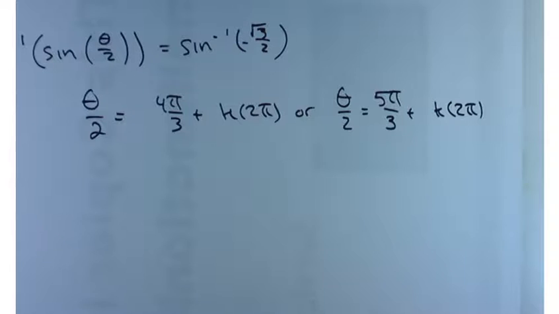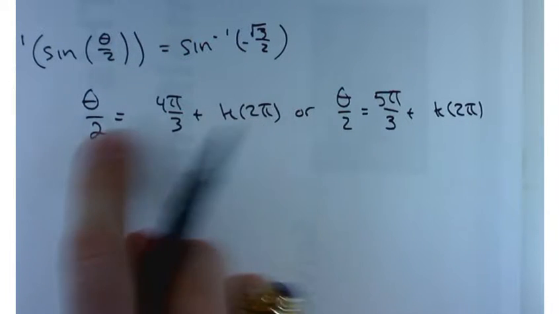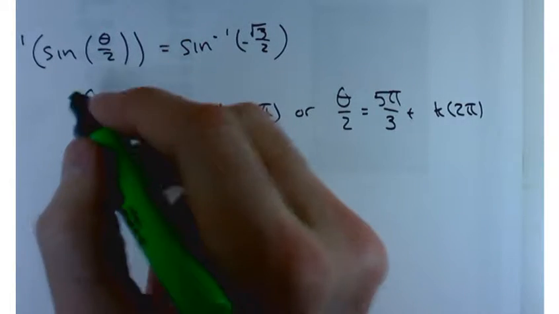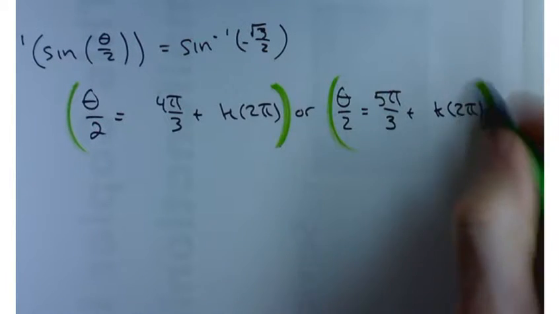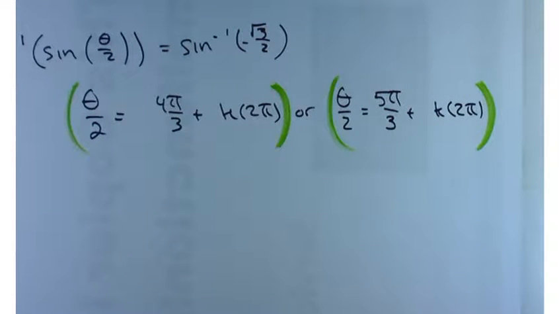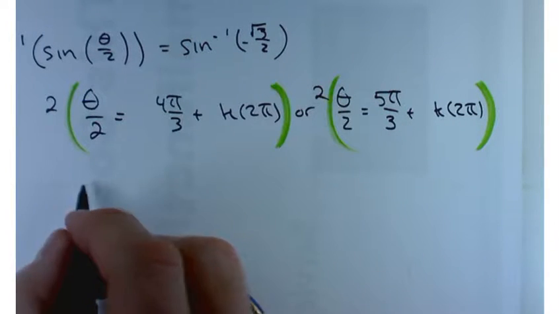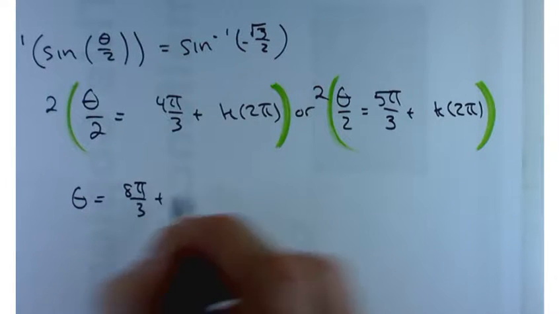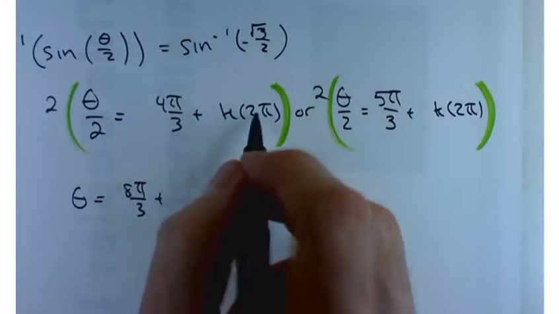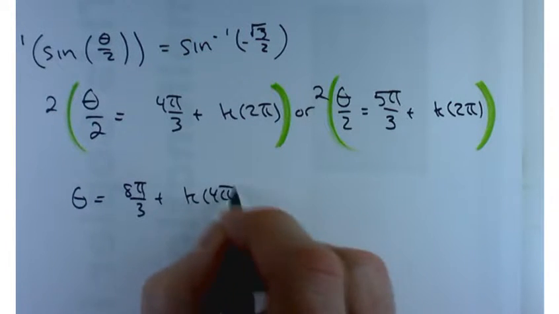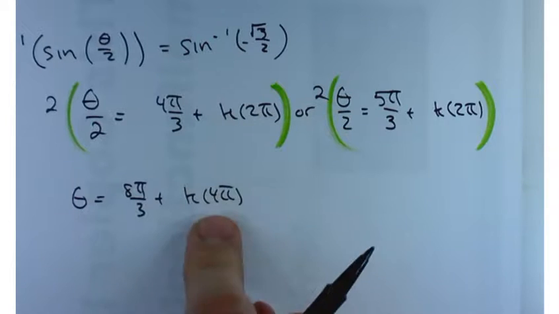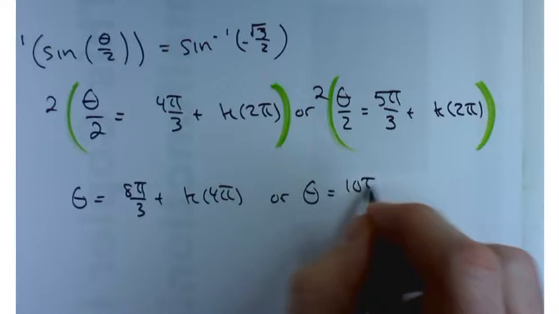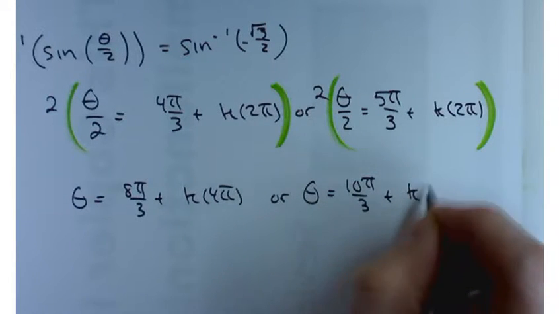Okay, let's solve for theta. What do I have to do to get theta by itself in each of these equations? Multiply by 2. Thanks, Rami. So multiply by 2 times 2 times 2. That's going to cancel out. I'll get theta equals 8 pi over 3 plus 2 times 2, it'll be k times 4 pi. So I'm just putting the 2 times 2 in here. Likewise, over here, I can get theta equals 10 pi over 3 plus multiples of 4 pi.